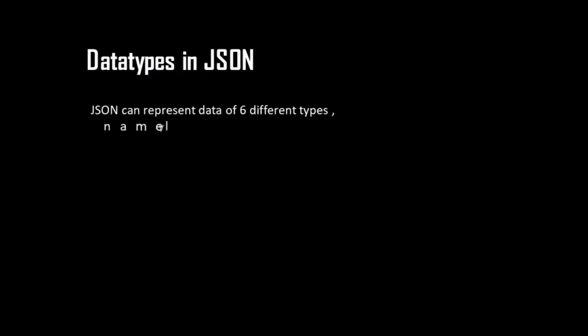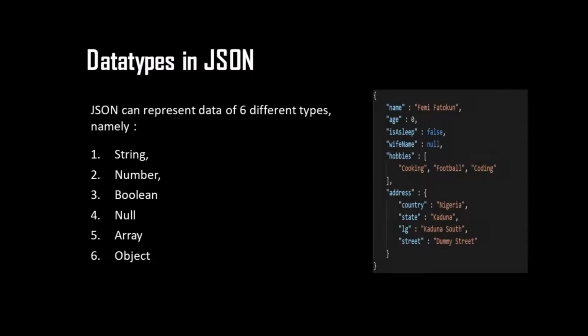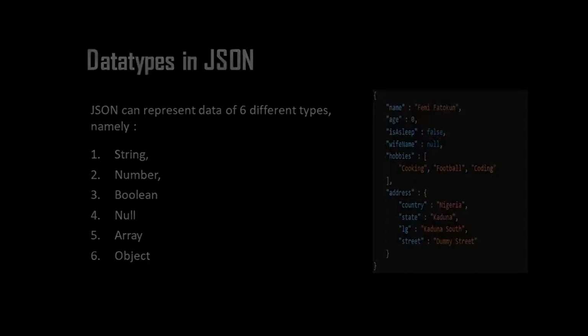So let's talk about the data types in JSON. JSON has 6 different data types. These are string, number, boolean, null, array, and object. In the image on the right, you can see an example of a JSON file that has name, age, is asleep, wife name, hobbies, and address. All of these will be broken down for us in the next few slides. So let's continue, guys.